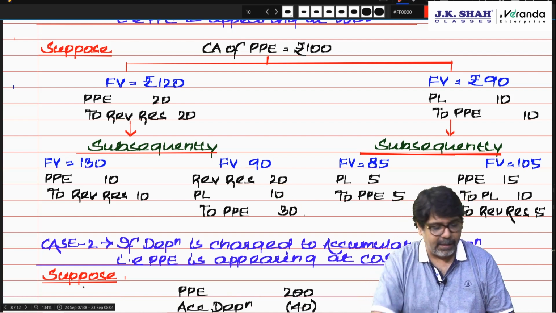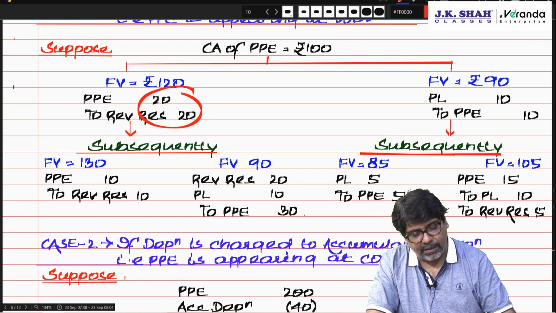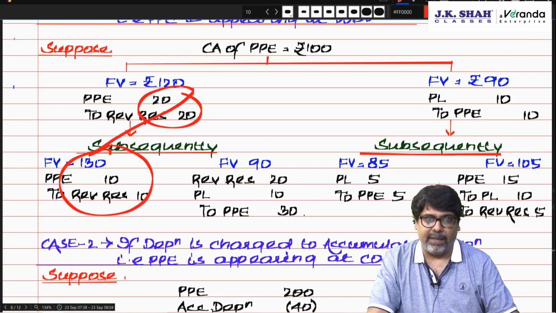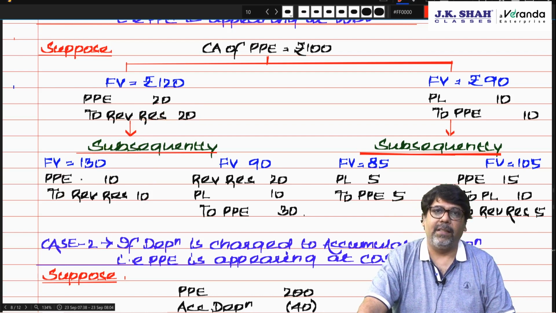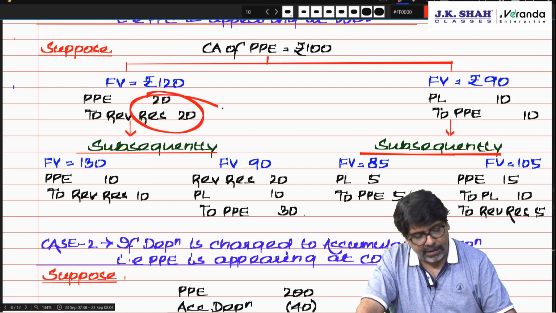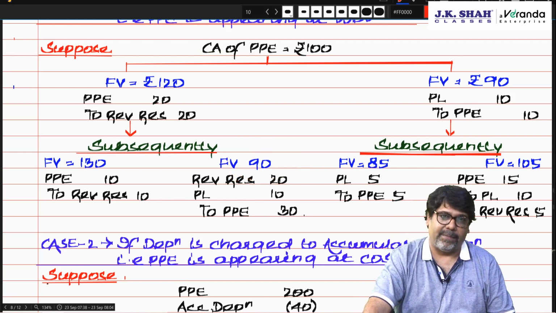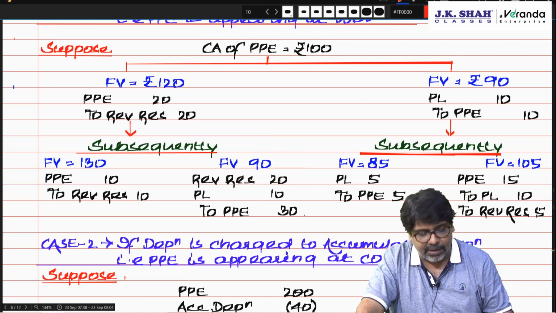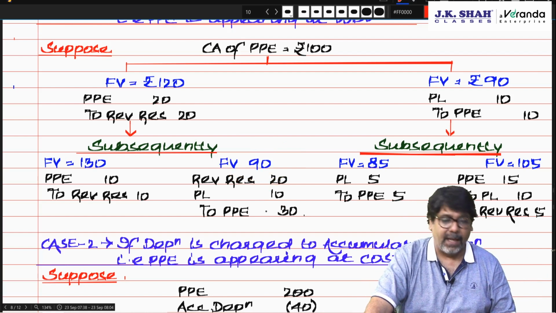Correct? Yes, sir. Now, chartered, this is first-time upward revaluation, and if subsequently there is upward revaluation, then both will go to revaluation reserve. First time upward revaluation, second time downward: when you are doing downward subsequently, first you will set off the revaluation reserve. If there is further downward, then you will transfer it to P&L.